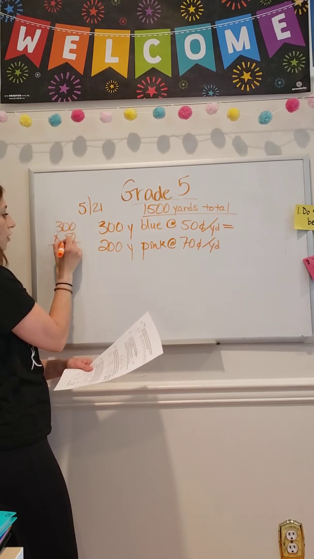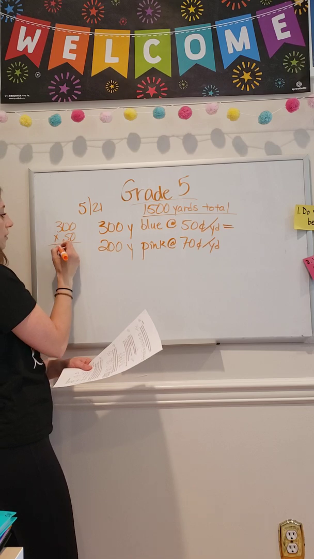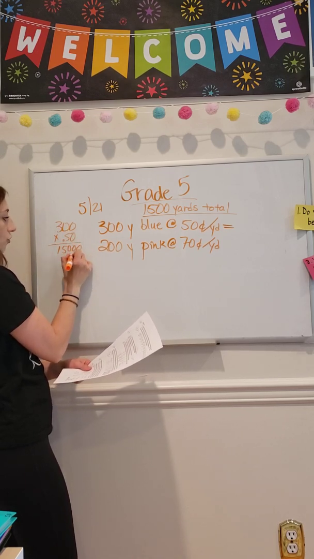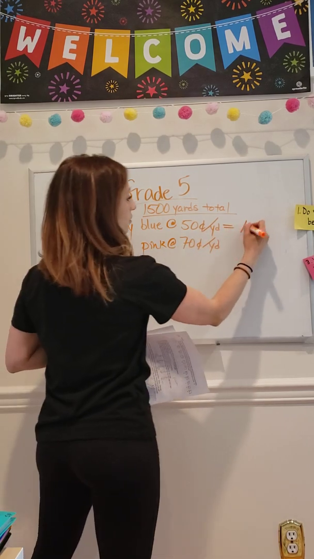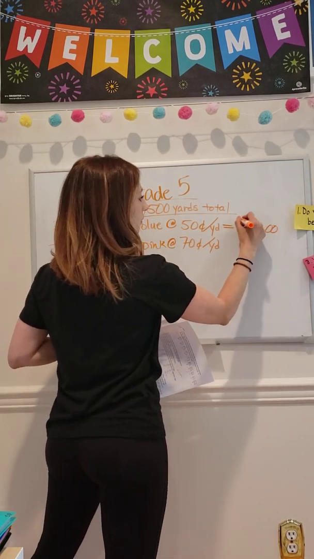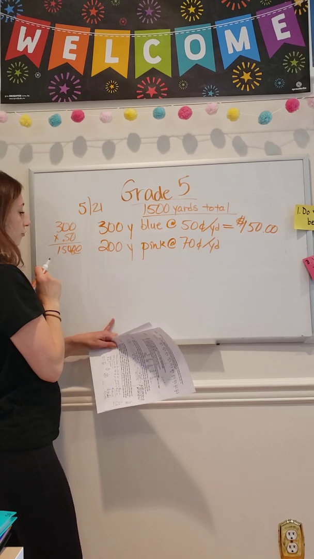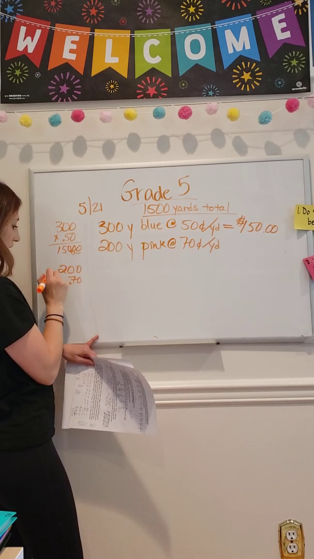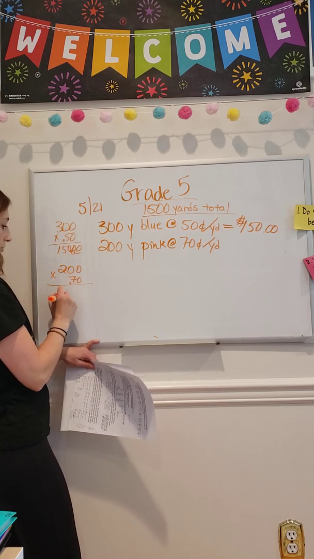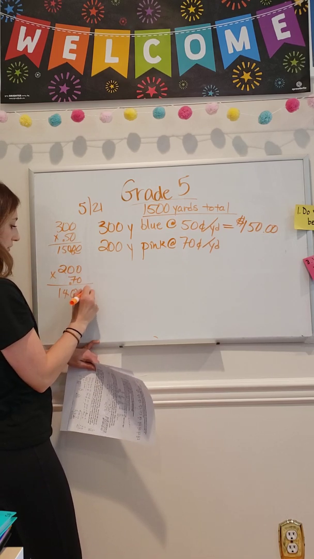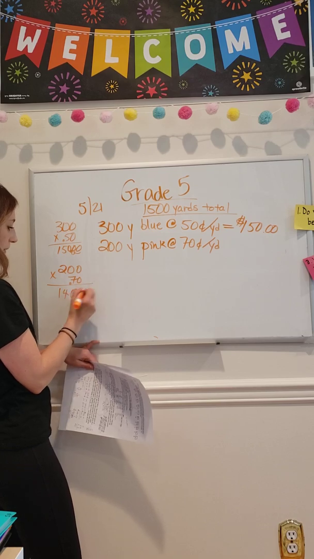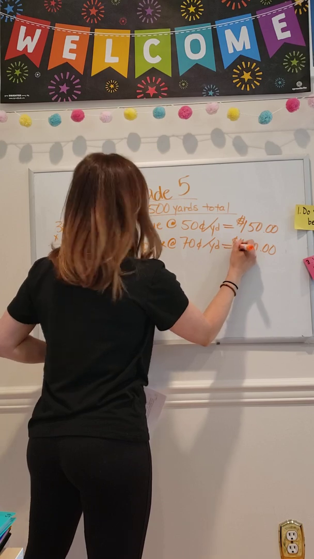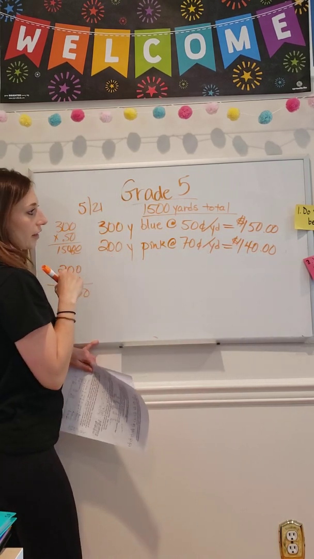I know my decimal point is over here, 5 times 3 is 15. Add my 3 zeros on and move the decimal in 2 places. So that means it costs $150 for her 300 yards of blue. How about for her 200 yards at 70 cents? Again, the decimal point goes there. 7 times 2 is 14. Put on my 3 zeros and move the decimal in 2 spaces. That means it's going to be $140 for every 200 yards of pink fabric.